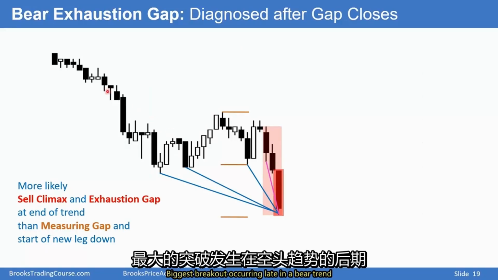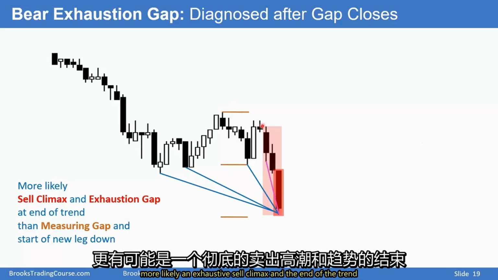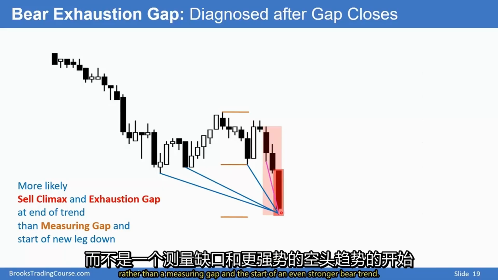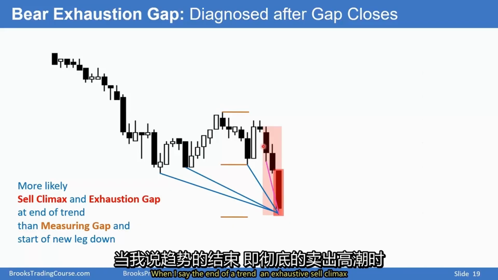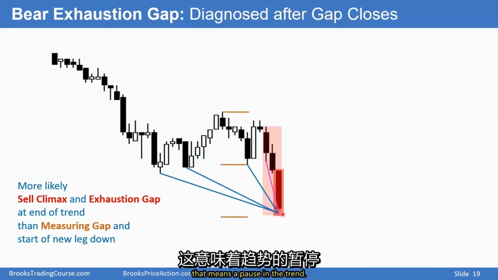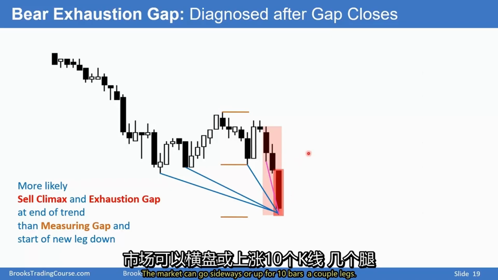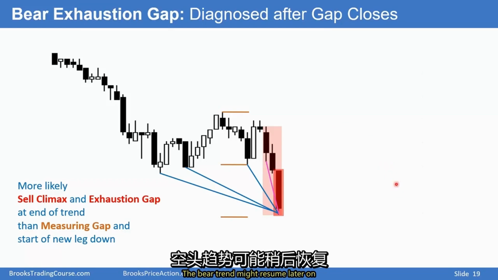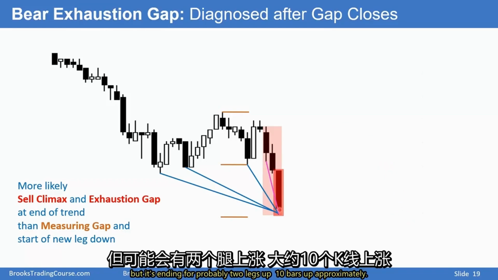The biggest breakout occurring late in a bear trend is more likely an exhaustive sell climax and the end of the trend, rather than a measuring gap and the start of an even stronger bear trend. When I say the end of a trend, an exhaustive sell climax, that means a pause in the trend. The market can go sideways or up for 10 bars, a couple legs. The bear trend might resume later on, but it's ending for probably 2 legs up, 10 bars up approximately.